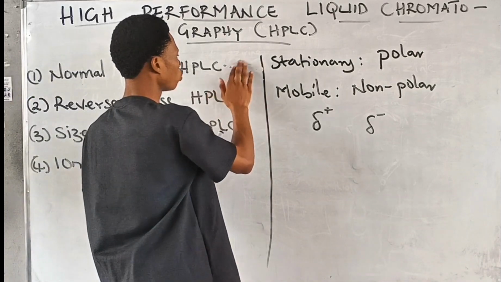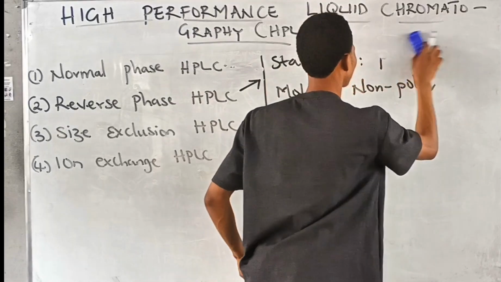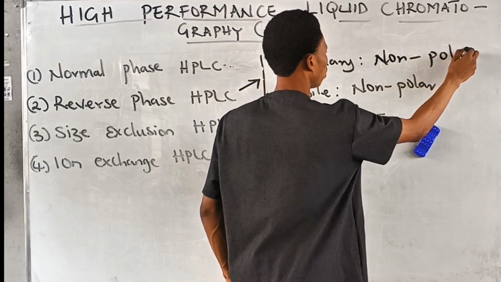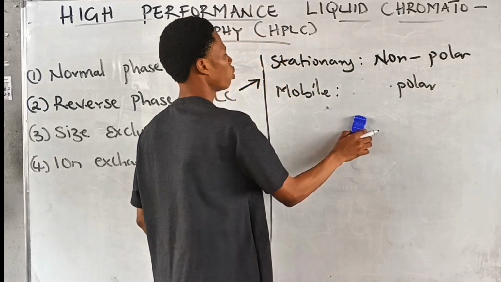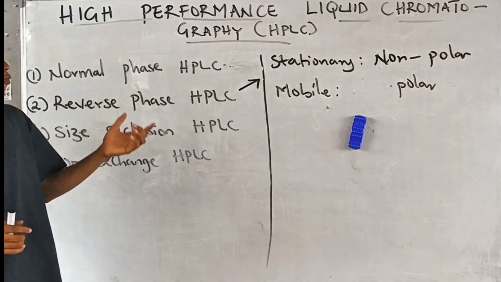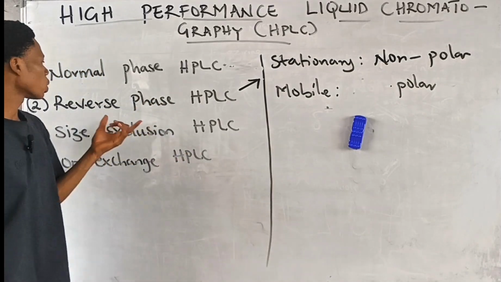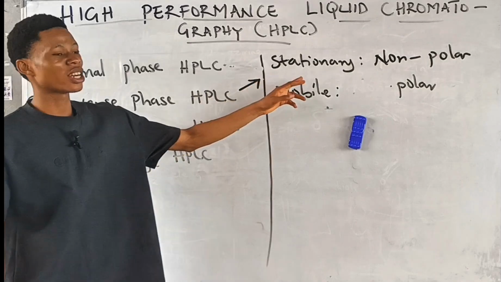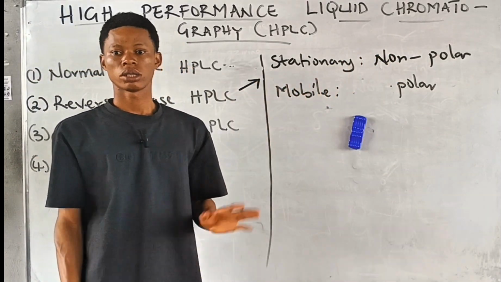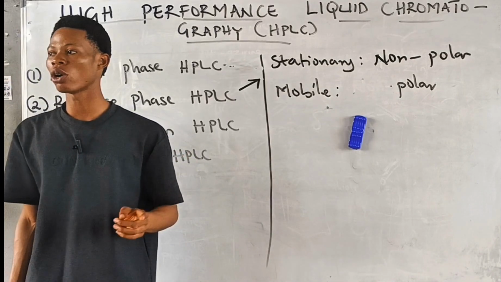That's that. Then in the reverse phase, reverse, meaning you are turning the normal phase, is it not? In reverse phase, the stationary phase here is now non-polar, while the mobile phase is polar. That's the underlined thing there. In normal phase, stationary phase is polar, mobile phase is non-polar. But in reverse phase, the stationary phase is non-polar and the mobile phase is polar.